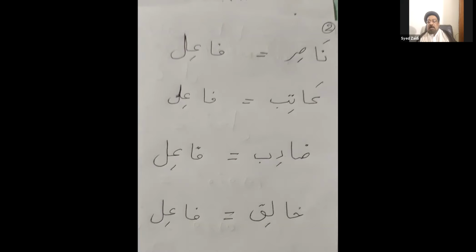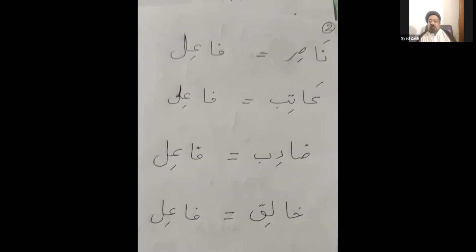Umar daraba Bakr, Umar hit Bakr. Right? But once you see the word darib, if you put it into that templatic system and you convert the dad, ra and ba with the fa, ain and lam of the templatic system, and the alif remains unchanged, you would know that it is fa'il. So fa'il, what does it mean? The doer of an action.